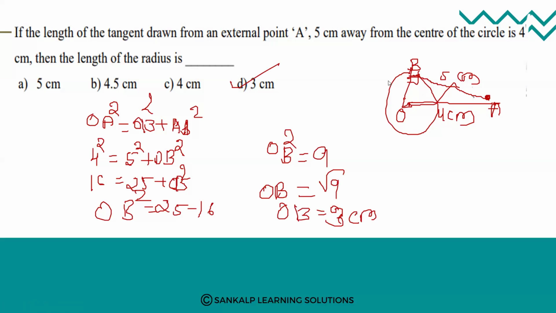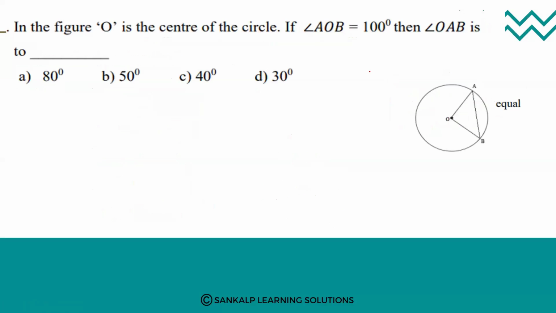So next question is, in the figure, O is the center of the circle. If AOB is 100 degrees, then angle OAB is equal to what? So what they have given? Angle AOB is 100 degrees.